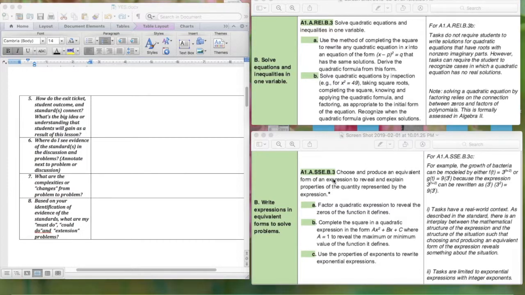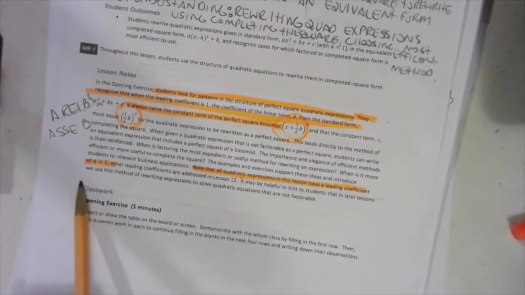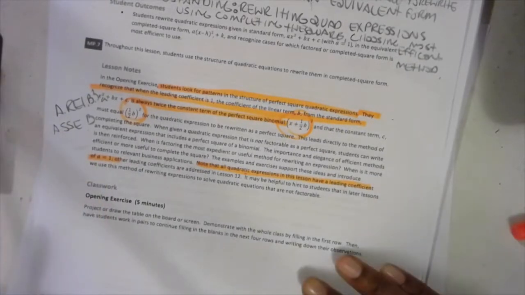And then 3A and B, which is more of a focus on B, is completing the square in a quadratic expression in the form of ax squared plus bx plus c. So now we're going to look through the lesson and see where we see these things. I've already gone through and done that part, looking for places where we see evidence.